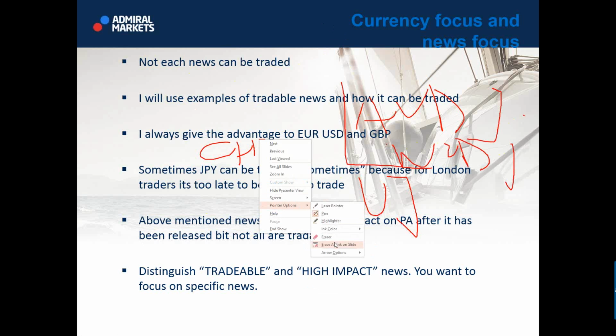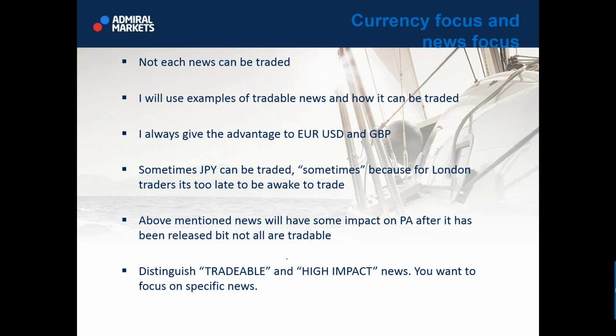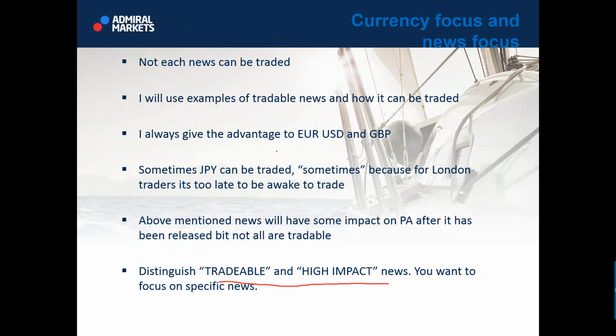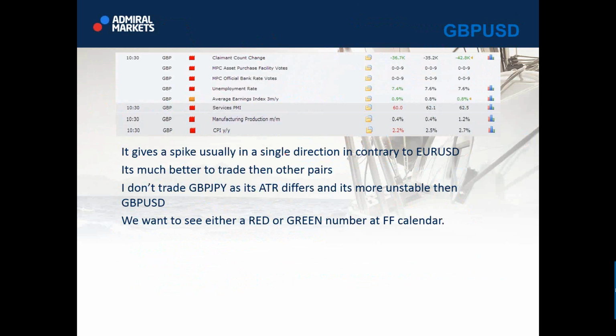So you need to distinguish, as I already said, between tradable and high impact news. So this is all high impact news. Red on Forex Factory corresponds to 3 exclamation marks on Admiral Markets calendar. And I already explained which of these important news are tradable and which are not tradable. Okay. This is what is tradable on GBP.